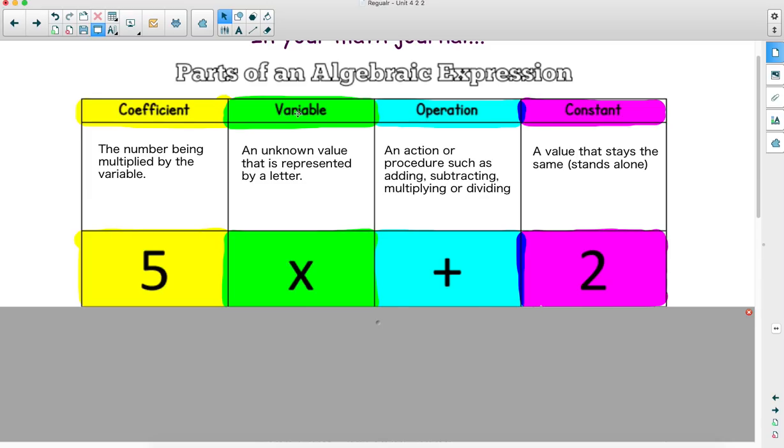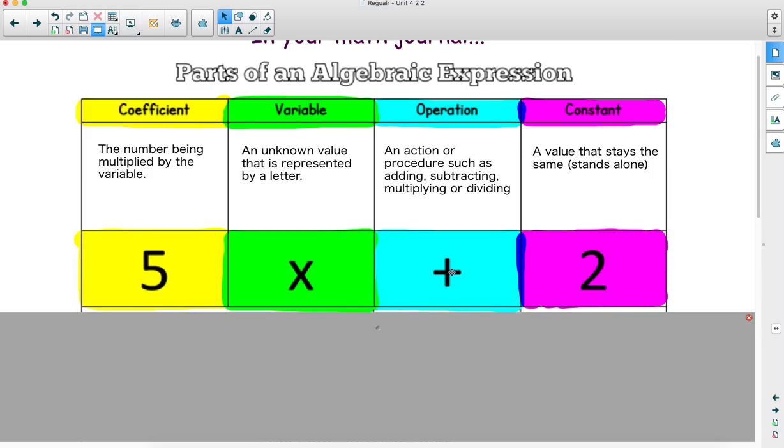Our next vocabulary word is a variable, and I already know that so many of you are familiar with this word. So a variable is an unknown value that is represented by a letter. So you're going to have to go ahead and write that down. Again, a variable is an unknown value that is represented by a letter. So I know I'm going to have to multiply 5 by something. I just don't know what that something is yet. And this should sound familiar. Lots of you already knew that word, variable.